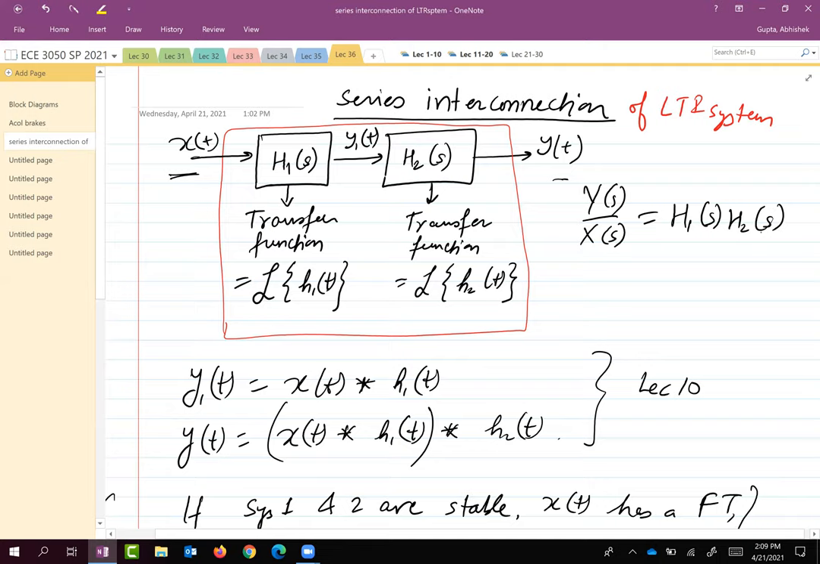And we do really need the whole power of the Laplace transform to be able to do it for stable as well as unstable systems. Otherwise, we couldn't have done it. Just using the Fourier transform, we couldn't have done it. But with the Laplace transform, we can do it.